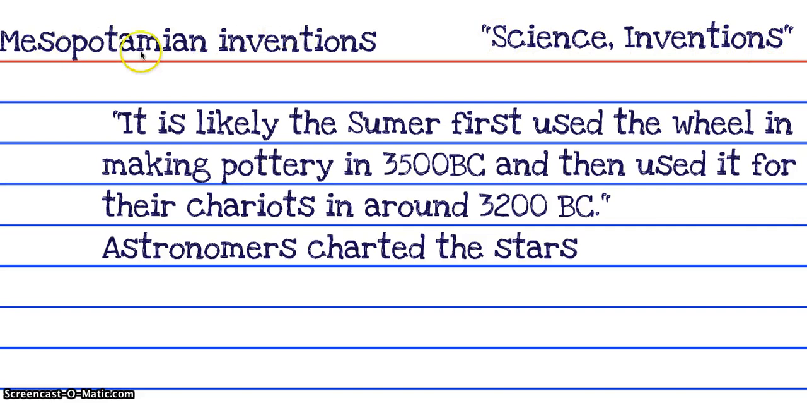I'm still taking notes on this main point here. I pulled a quote: it is likely the Sumer first used the wheel in making pottery in 3500 BC and then used it for their chariots around 3200 BC. And then I have astronomers also charted the stars. You can see I kept the margin here, but there's no page numbers because websites don't have page numbers.